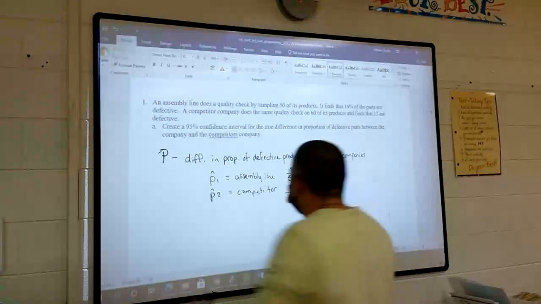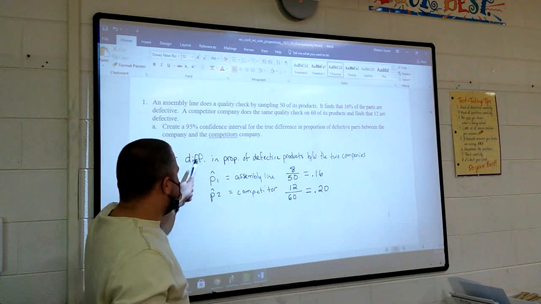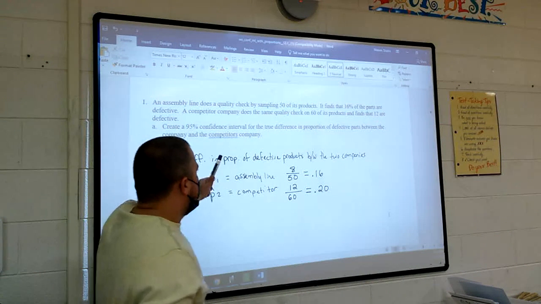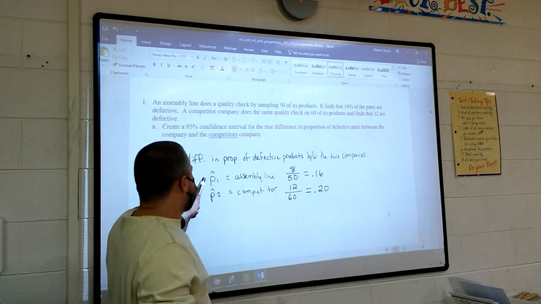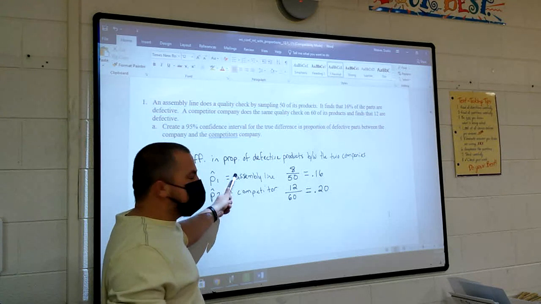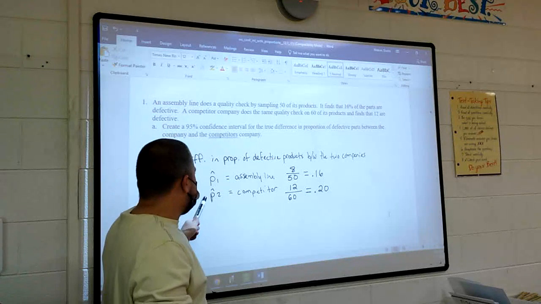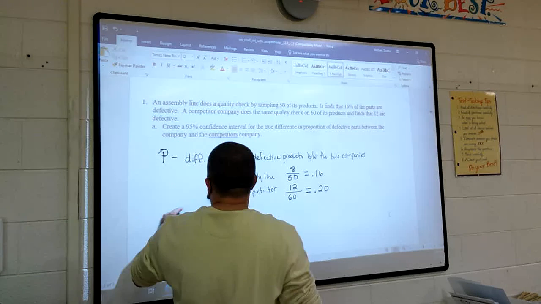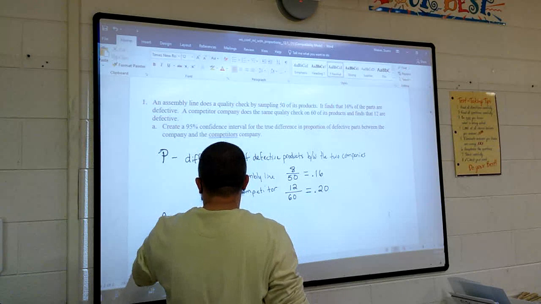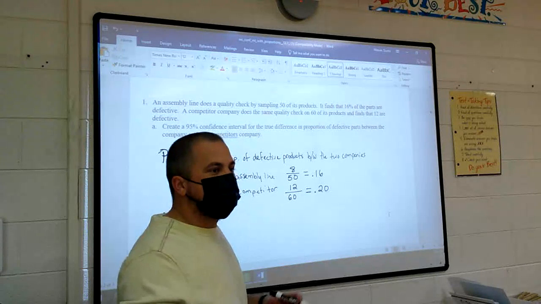The key is to say exactly what it is we're looking for. We're looking for the difference in the proportion of defective products between the two companies. The first proportion we're looking at is the assembly line. We don't have a name of the company; it just says the assembly line. The second proportion we're looking at is their competitor. Okay? And so those are the two. Now, we look at the assumptions, which takes a little bit longer when we're doing two proportions.